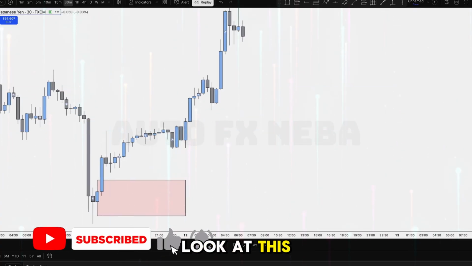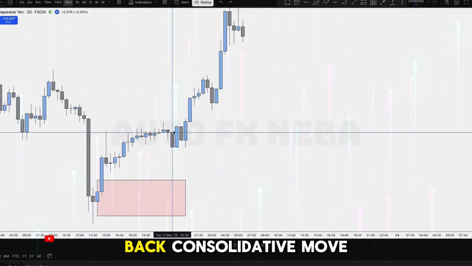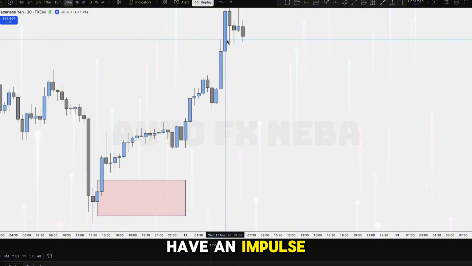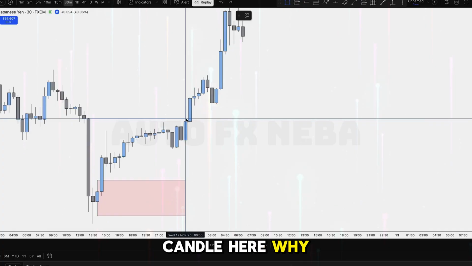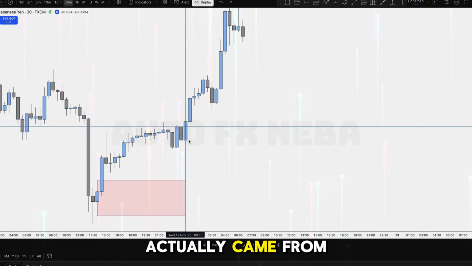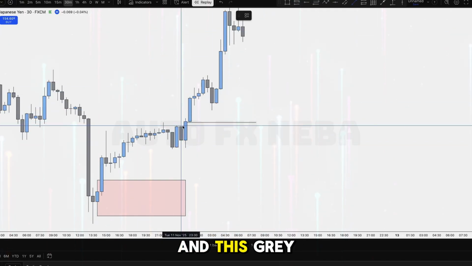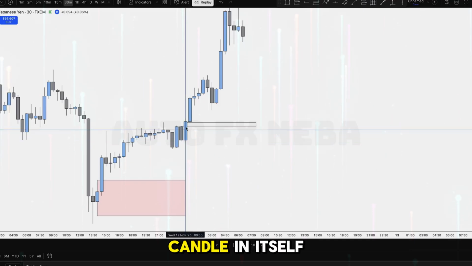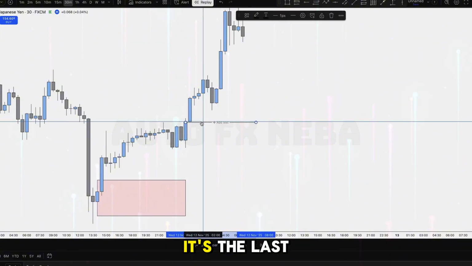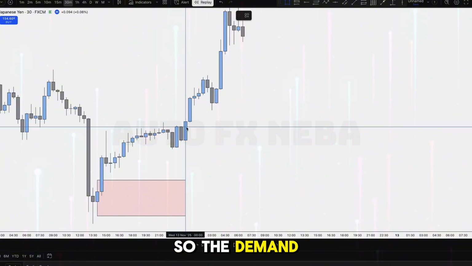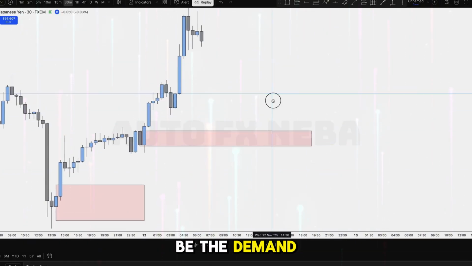So now if we take a look at this second area, which is going to be just here, we have basically a little pullback, consolidative move, and then we have an impulse away. Now in this case, it's slightly different. We're not going to use the blue candle here. Why? Because the impulse actually came from this initial blue candle. You see the first imbalance created is between this wick here and this gray candle just here. So this blue candle in itself is actually an impulsive candle. Therefore, it's not the last candle before the impulse, it's the last candle of the impulse. So the demand zone I'd prefer to use in this example would be this gray one. Okay, so that would be the demand that I would focus on.